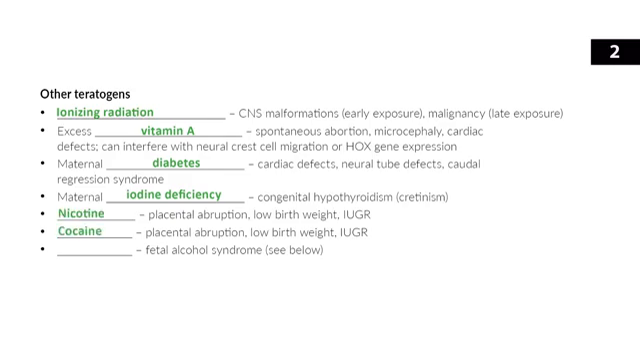Likewise, nicotine and cocaine aren't necessarily teratogens per se. They don't interfere with organogenesis, but they can lead to placental abruption, low birth weight, and intrauterine growth restriction because they interfere with the blood flow to the fetus. And there can also potentially be some neonatal addiction to these substances and withdrawal symptoms in the first few hours to days of life. But alcohol, on the other hand, is a major cause of birth defects. So let's talk about fetal alcohol syndrome for a moment.